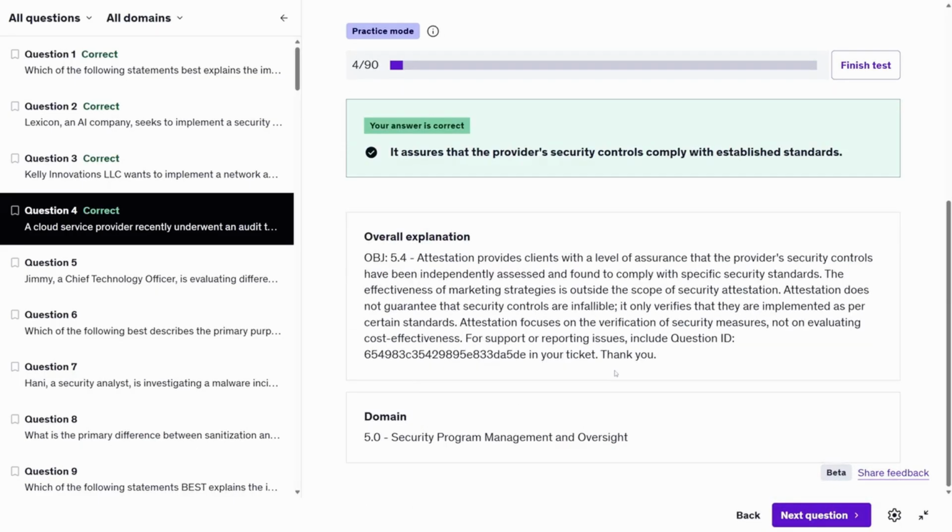Attestation provides clients with a level of assurance that the provider's security controls have been independently assessed and found to comply with specific security standards. The effectiveness of marketing strategies is outside the scope of security attestation. Attestation does not guarantee that security controls are infallible. It only verifies that they are implemented as per certain standards. Attestation focuses on the verification of security measures, not on evaluating cost effectiveness.